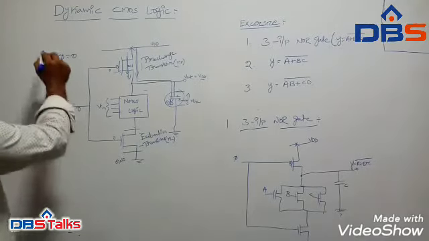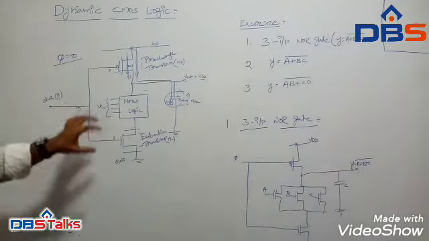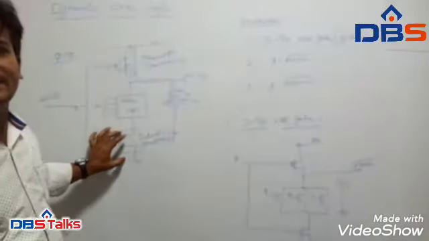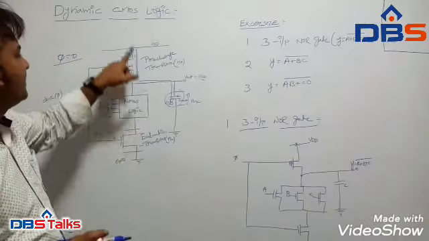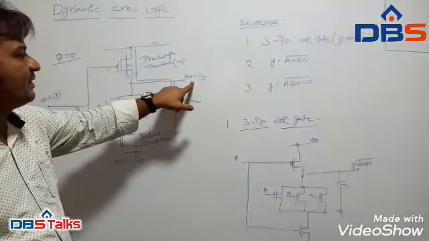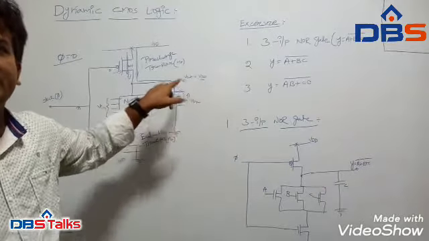So that is case 1. Case 1 is when phi is equal to 0: the PMOS transistor is in the on condition and the NMOS transistor is in the off condition. Based on that, the capacitor charges to VDD, and we get Vout equal to VDD.